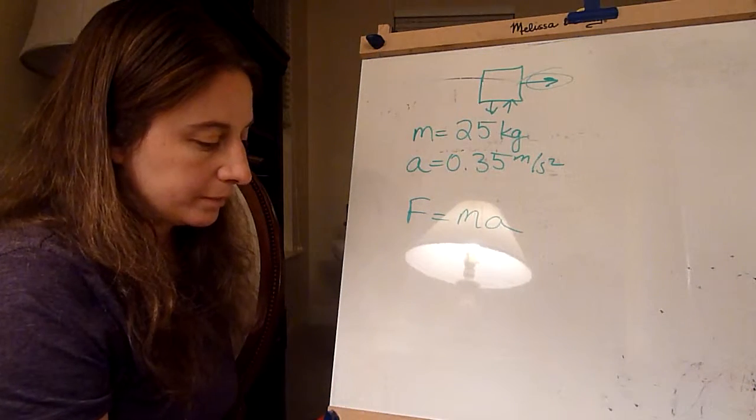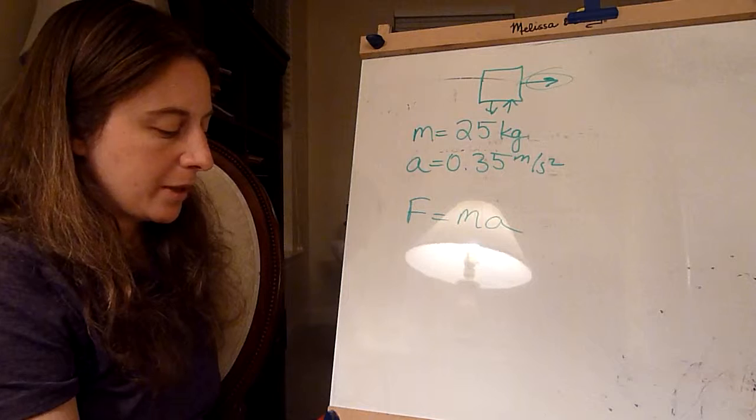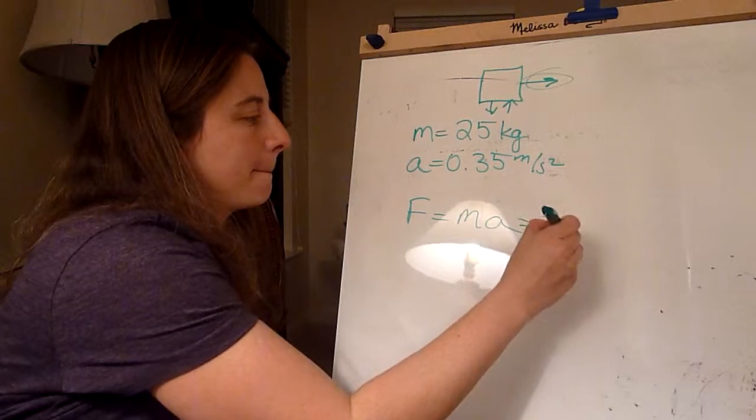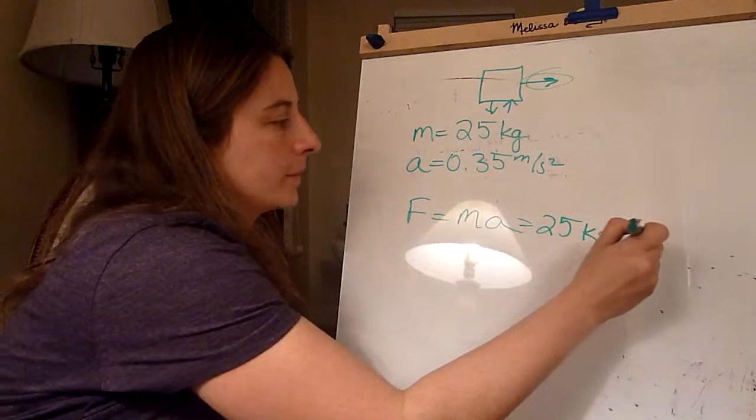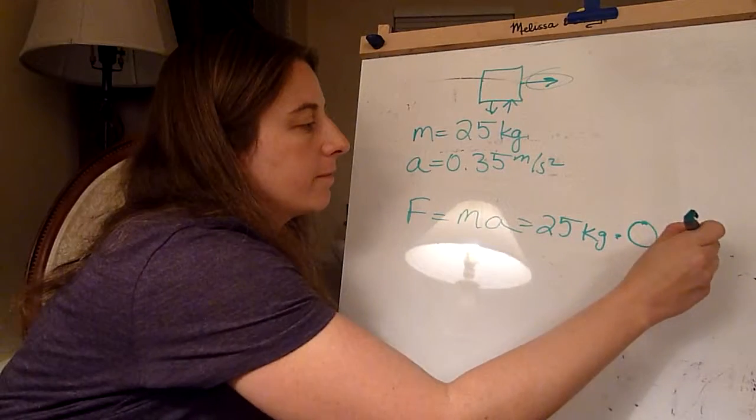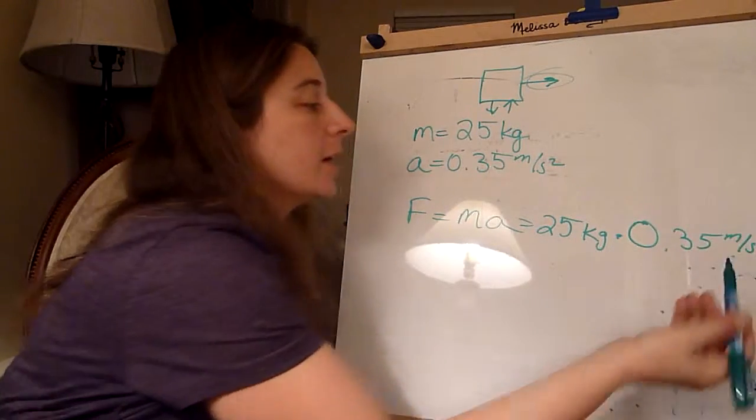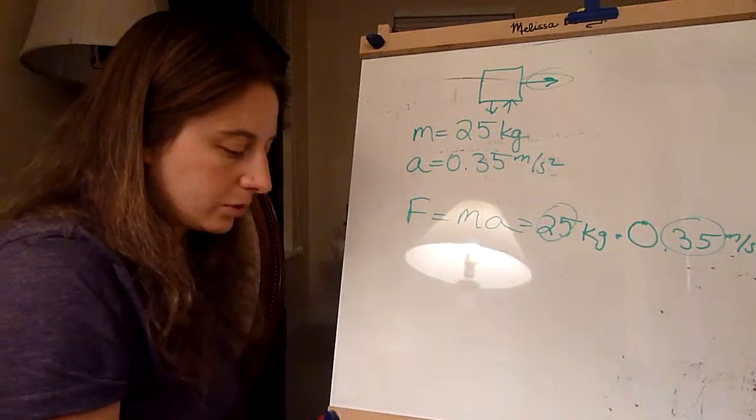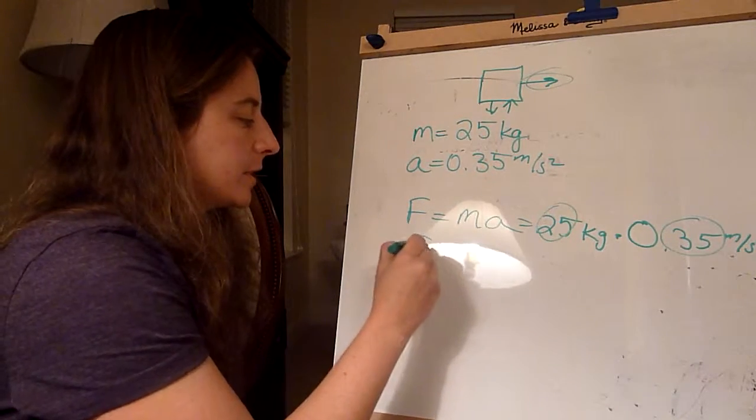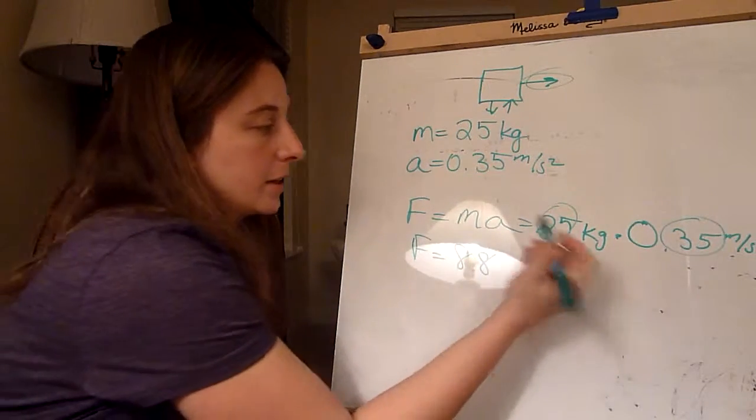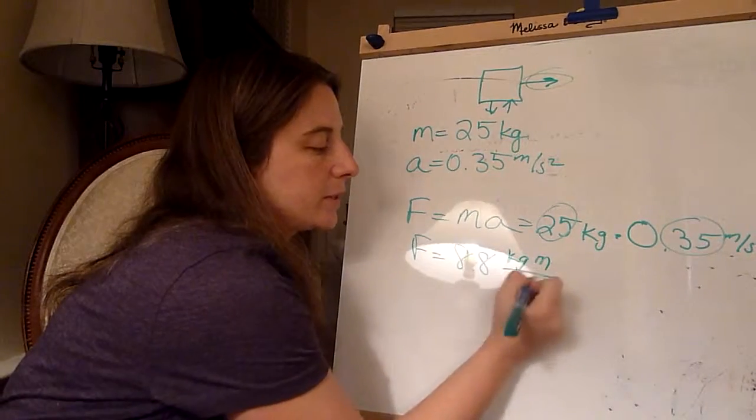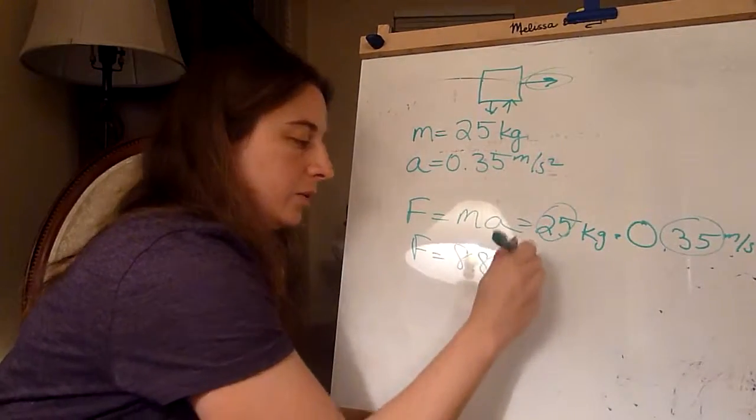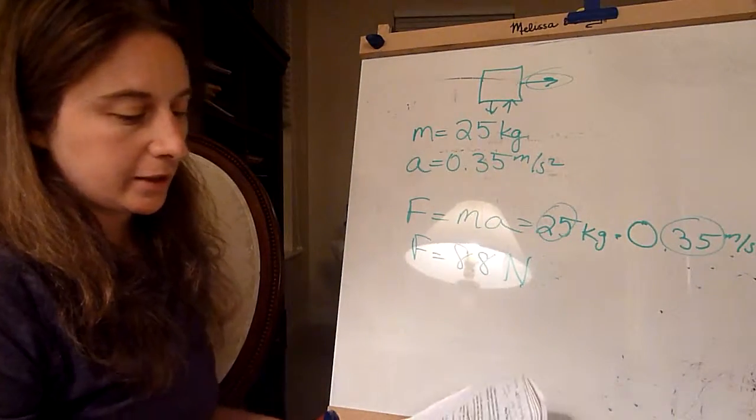So we're going to multiply 25 kilograms by 0.35 meters per second squared. If you type that into your calculator and you keep your two significant figures because they both have 2, then you would get force is equal to 8.8 kilogram meter per second squared, which is really a newton. So same exact thing.